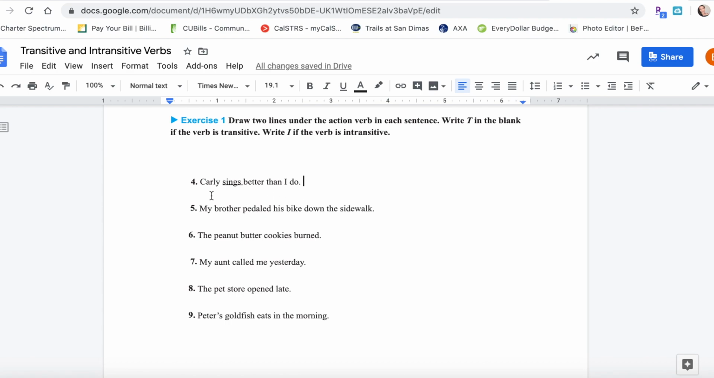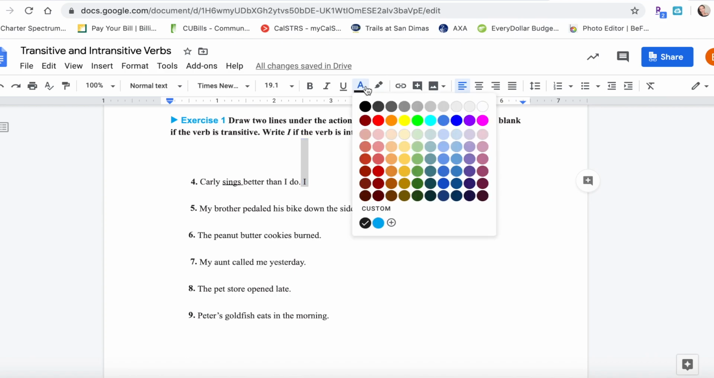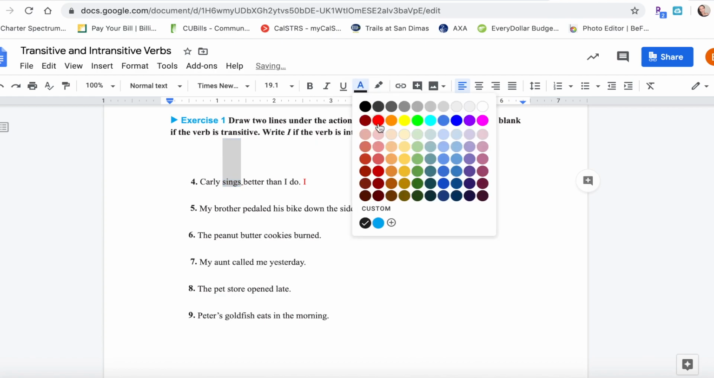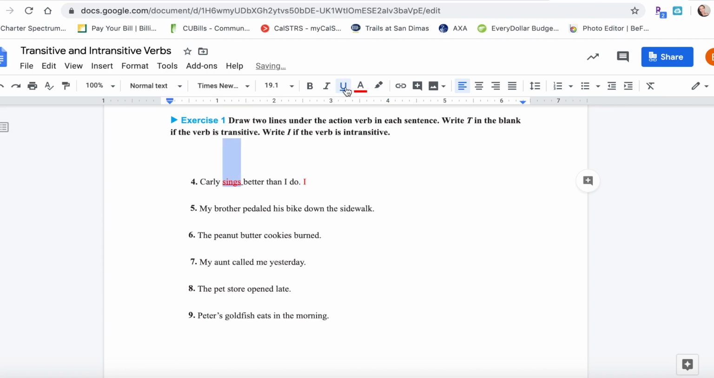So does Carly literally sing the song better than I do? Or is that describing how she sings? It's describing how she sings, right? So I'm going to write a capital I for intransitive. Now you can even make it so that way your answers are in a different color, so that way it's easier to grade. Once you start grading, you can do it like that too, okay?